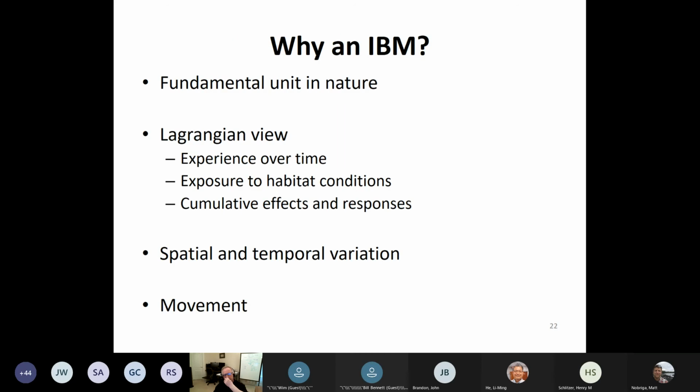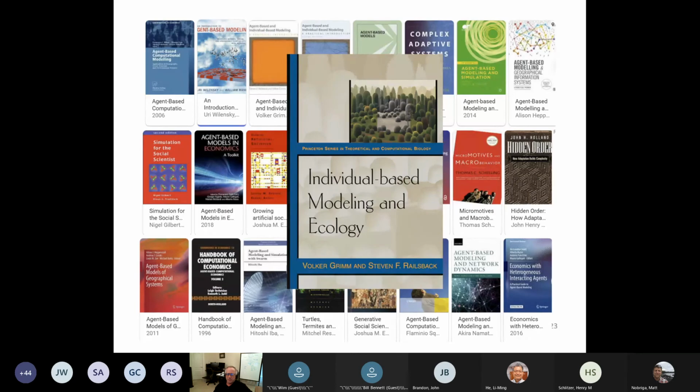So why do we do an individual-based model? It seems like a lot of work. Well, it is what is running around in nature out there, and it's the Lagrangian view. That is, we can follow individuals, what they experience over time, what exposure they have to habitat conditions, the cumulative effects of those exposures. And this particular model is spatially explicit, so we can look at effects of spatial variation. And overlaid on the spatial model is a movement model of the Delta Smelt. When we started this, I used to have to justify an individual-based approach. I don't think I have to anymore.